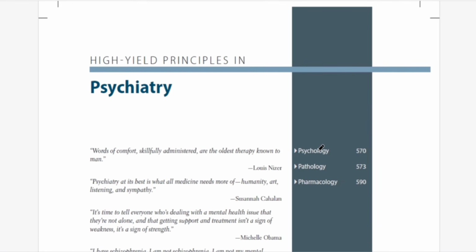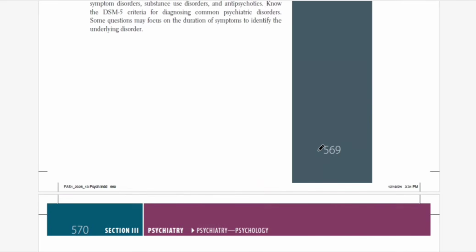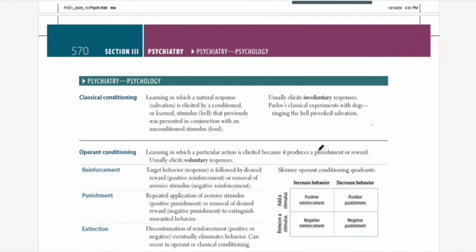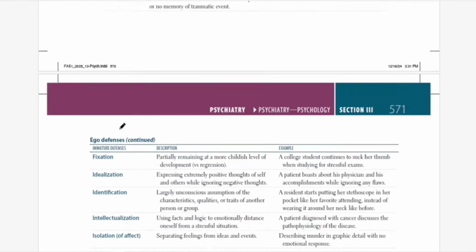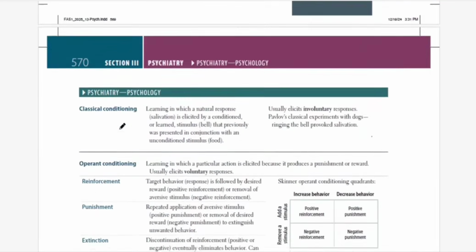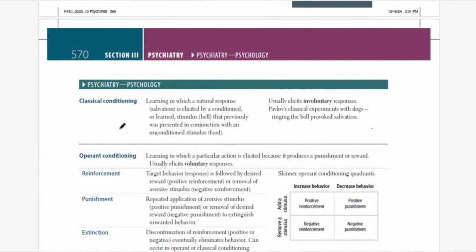There are three portions: psychology, pathology, and pharmacology. In today's lecture, I will start from psychology and I will cover conditioning, classical and operant conditioning, and some ego defense mechanisms. So for conditioning, we have two types: one is classical conditioning, the other is operant conditioning.